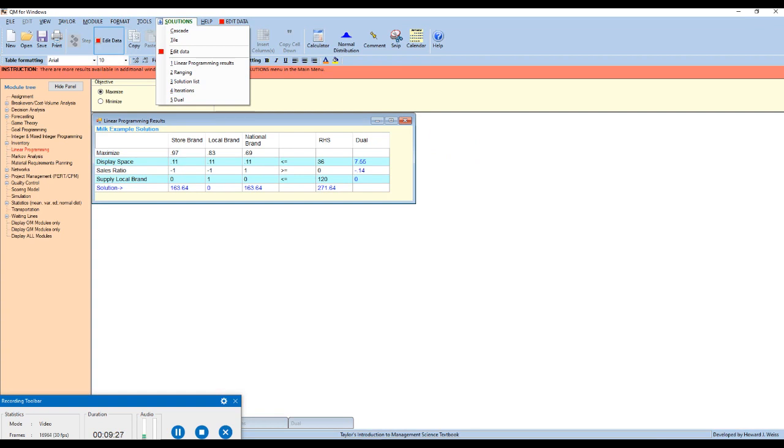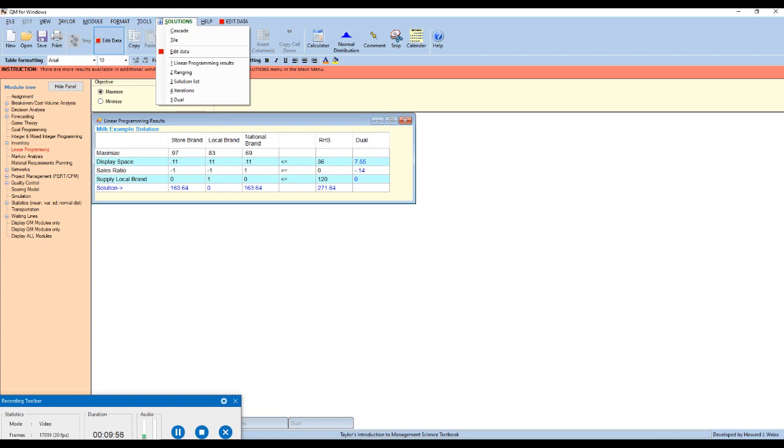We see that our solution involves an even split of the national brand and the store brand. And this makes sense because we know that the national brand is more popular, but between the store and the local, the store brand is infinitely more profitable. So we probably don't want to carry any of the local brand.